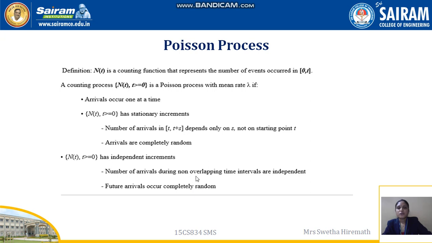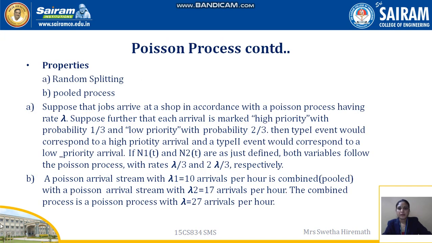So here also we go through the two different properties of the random numbers. If both those properties are satisfied, then only this Poisson process can be accepted for the random arrival of the events.